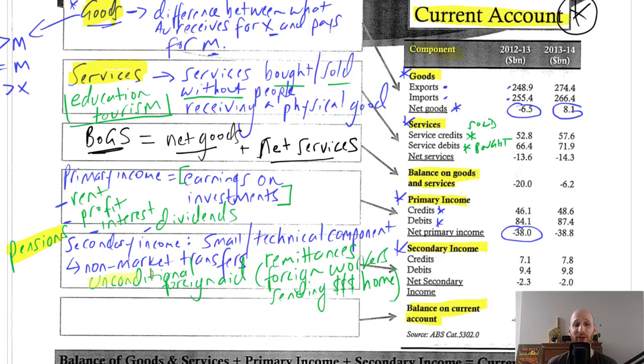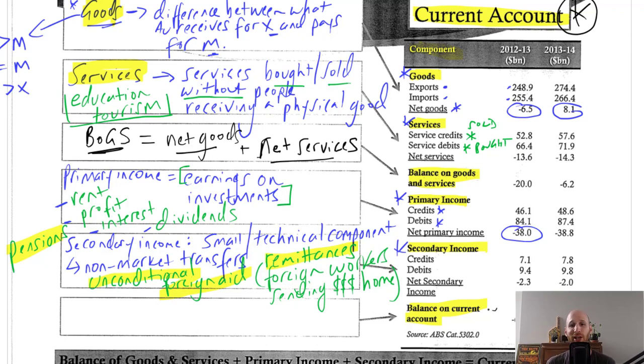We also, in secondary income, keep track of unconditional foreign aid. Unconditional foreign aid is where foreign aid is given to another country and they can do whatever they want with it. It is not tied to a particular purpose. The final thing that sits in secondary income, or major thing, is something called remittances. And remittances are where foreign workers send money home. So it's technical, a bit complicated, but if you kind of think about those three main areas, that should be sufficient in terms of classifying things.